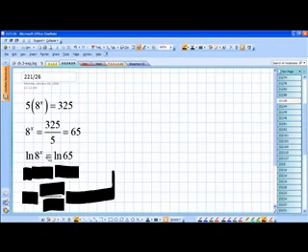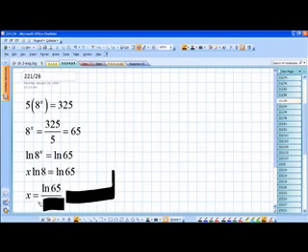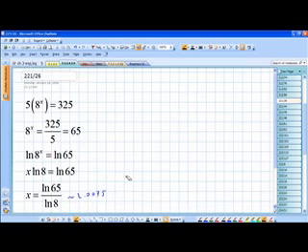So we have ln 8 to the x equals ln 65. This exponent can then go in front as a coefficient. And finally, I can divide both sides by ln 8. So I have ln 65 over ln 8, approximately 2.0075. It makes sense, a little bigger than 2 as far as the logs go.